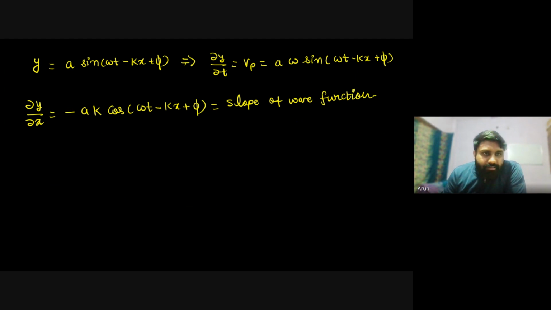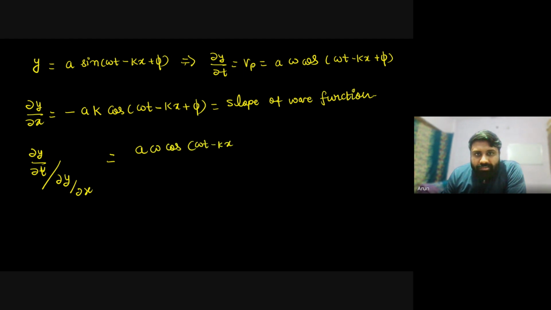Now, if you divide del y by del t with respect to del y by del x, what will you have? This will convert into a omega cos(omega t minus kx plus phi) divided by minus a k cos(omega t minus kx plus phi). Okay, this will cancel out. Omega and, sorry, a and a will also cancel out.